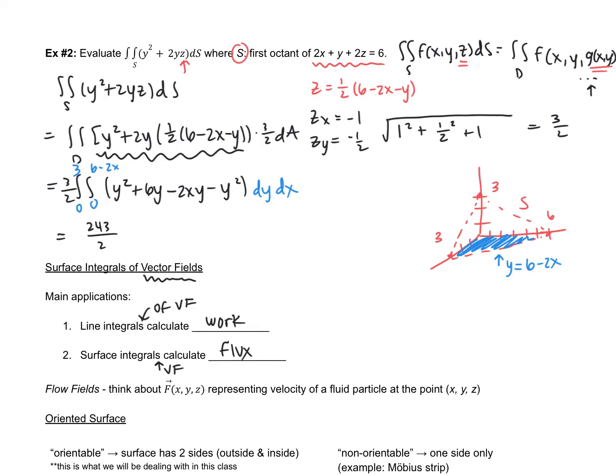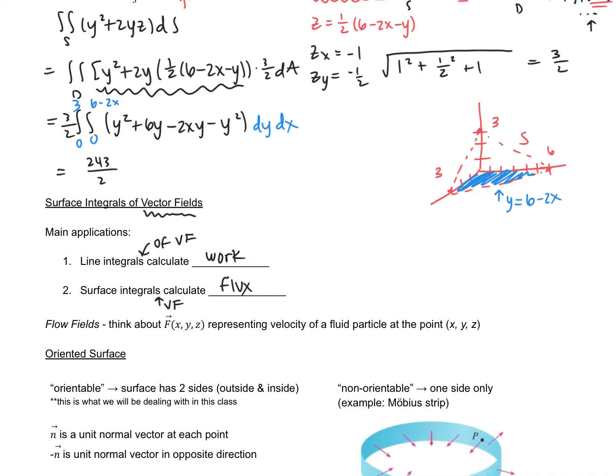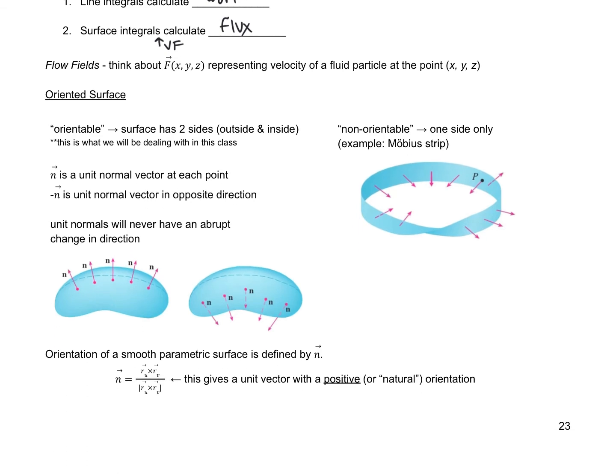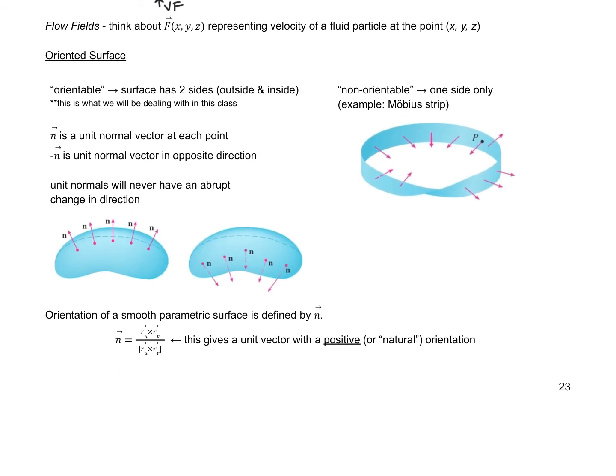Before we talk about what flux actually is, we're going to have to go through some vocabulary and some conditions before we get to the definition of flux. In this case, we're not really thinking of a vector field, we're thinking of what we call a flow field. For a flow field, we're thinking of F as representing the velocity of a fluid particle at a certain point. And so, like I said, before we get to what is flux and how do we calculate it, we need to talk about oriented surfaces.